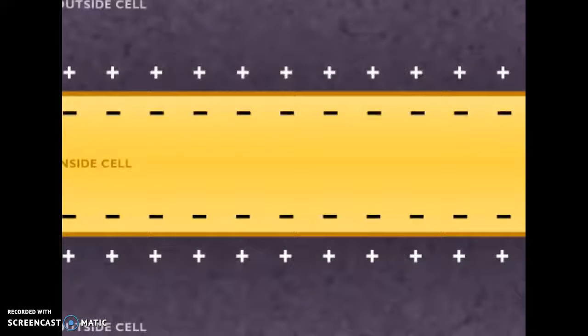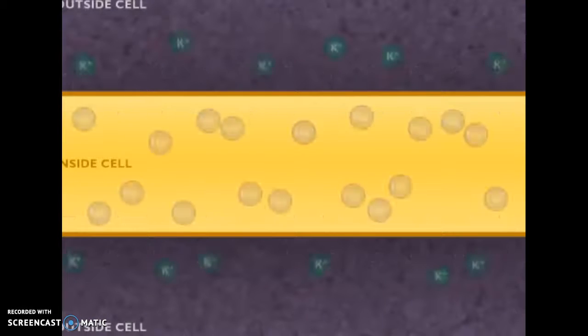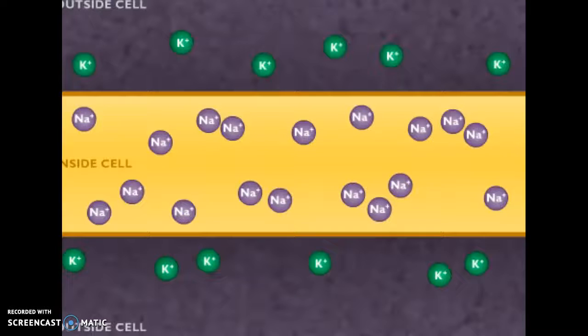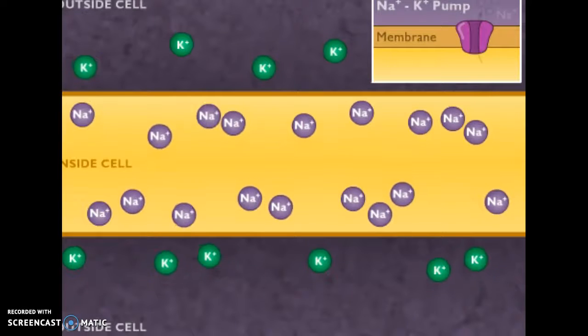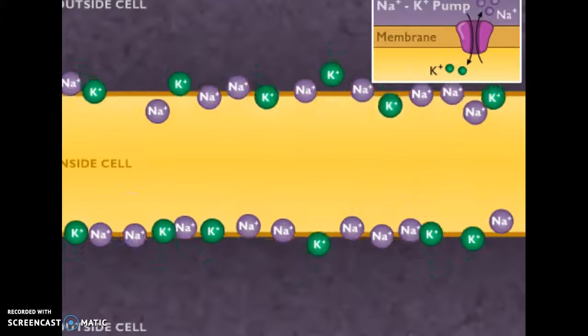When the neuron is not being used, there's a separation of charges from the inside to the outside of the cell. The difference in charges is determined by the distribution of potassium and sodium ions inside and outside of the cell. This distribution is maintained by the sodium-potassium pump, which brings in potassium ions and pumps out sodium ions.